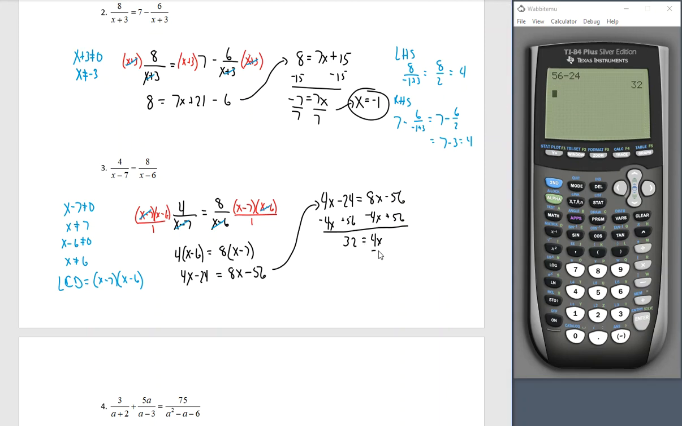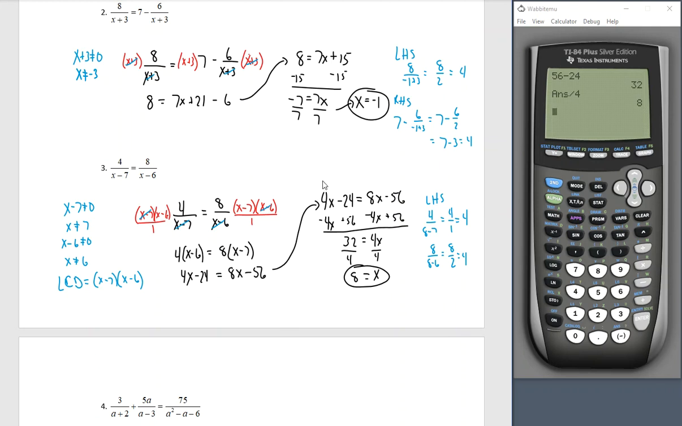32 equals 4x. Divide them both by 4. Should be x equals 8, right? 32 divided by 4. 8 looks good. 8 is not 7. 8 is not 6. So we're pretty confident. Let's check it. Our left-hand side: 4 over 8 minus 7 is 4 over 1, which is 4. Whereas 8 over 8 minus 6 is 8 over 2, which is also 4. Fantastic. We know that x equals 8 is the correct answer.